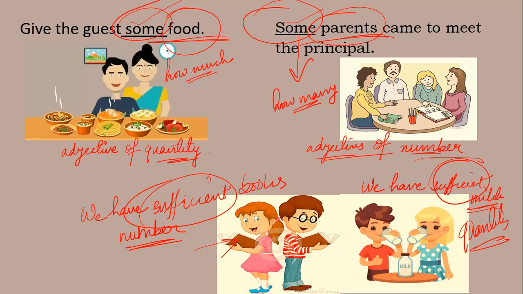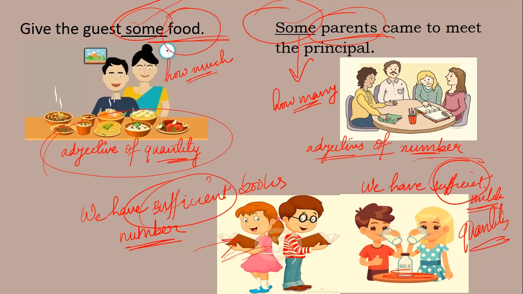Okay, because we cannot count milk. Milk is uncountable, but books are countable. So whenever it is an uncountable noun like milk, like food, we are using adjectives of quantity. And when it is countable, like number of parents, number of passengers, books, we are using adjectives of number. So I hope it's clear.